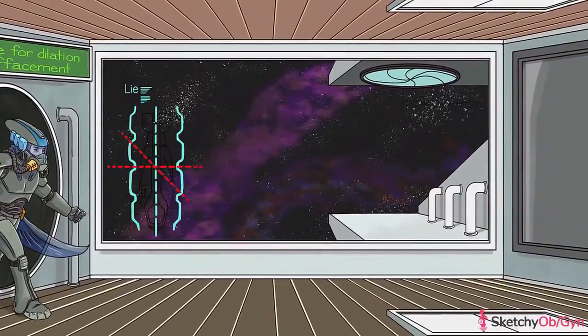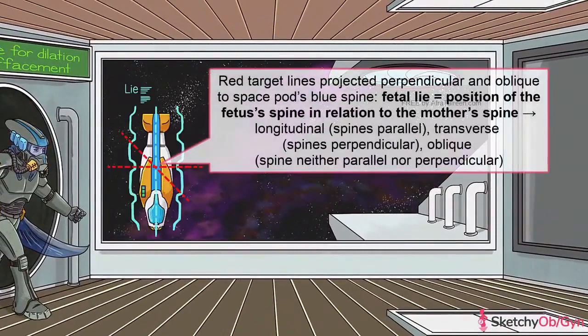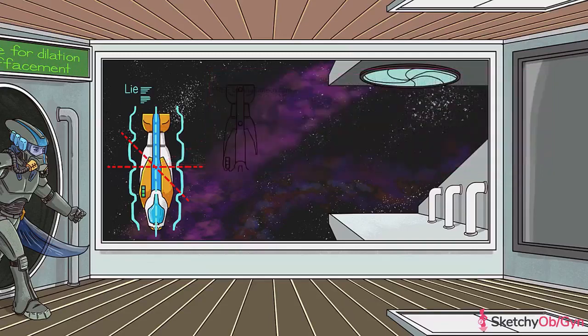Fetal lie refers to the position of the fetus's spine in relation to the mother's spine. The possible fetal lies are longitudinal, which is when their spines are parallel, transverse, which is when their spines are perpendicular, and oblique, which is everything in between. We'll represent fetal lie with the space station pod whose blue spine is being measured in relation to these red lines crisscrossing over it. This should help remind you that fetal lie is the relationship of two spines.